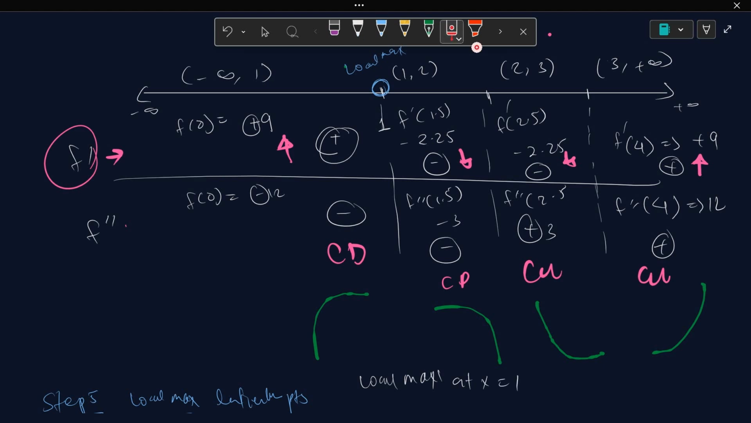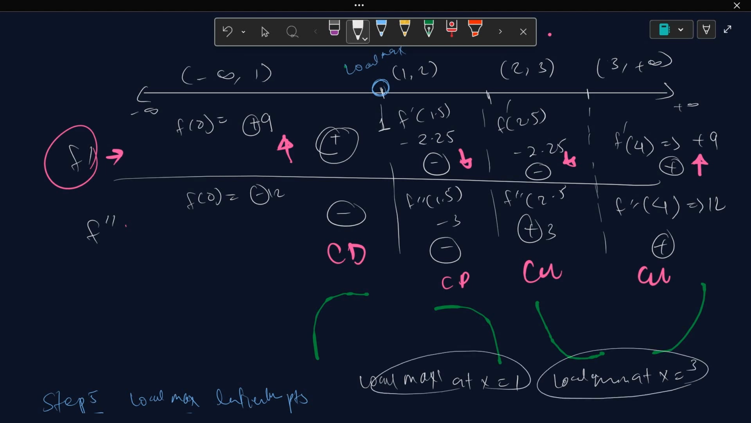And where else do you see it? Here the function was negative and then went to positive, so it was decreasing, then it went to increasing. So in this case we're going to have a local min. So we also have a local min here at x equals what value? At x equals 3. So we have at x equals 3 our local min in this case.